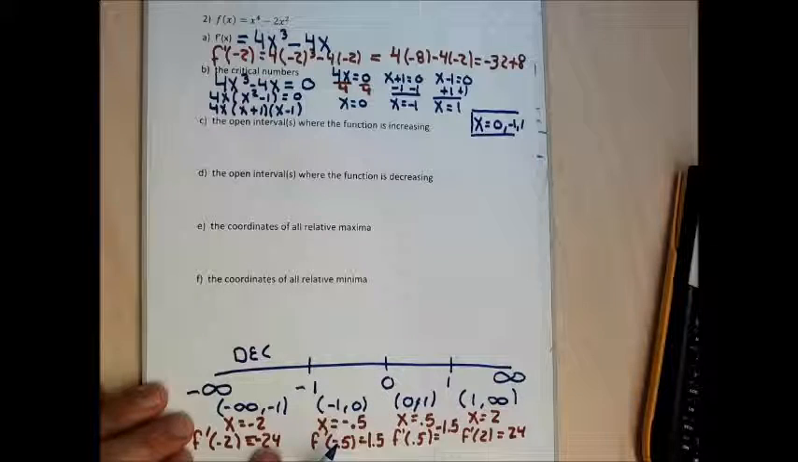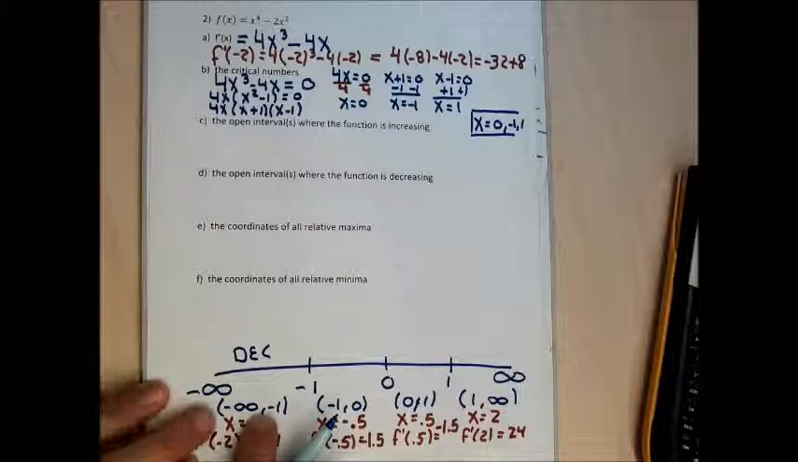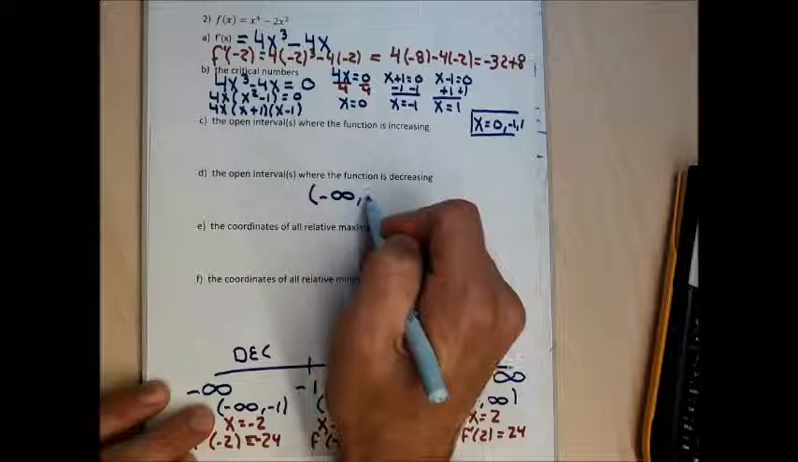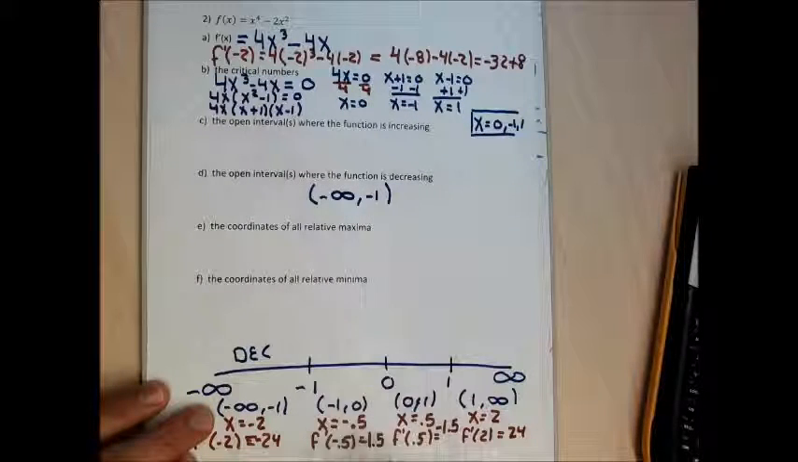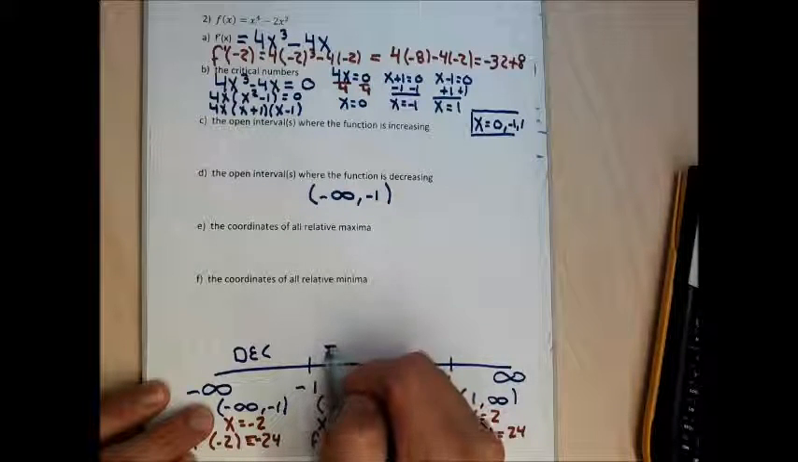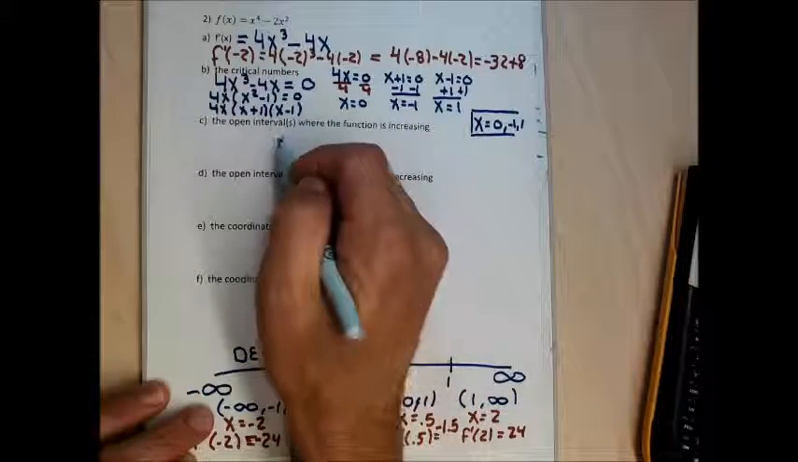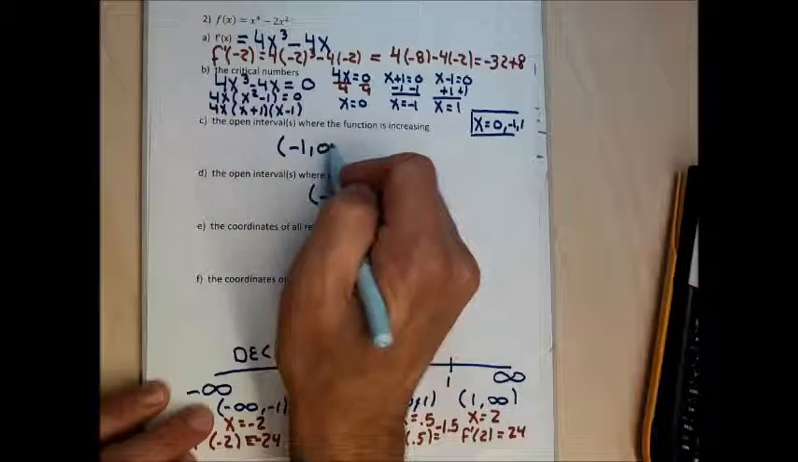And so this is going to be part of my answer. This interval from -∞ to -1 is going to be part of my answer to D. In the next interval, I got a +1.5. Because I got a positive number, the graph is going to be increasing in that interval, and that interval from -1 to 0 is going to be part of my answer to part C.